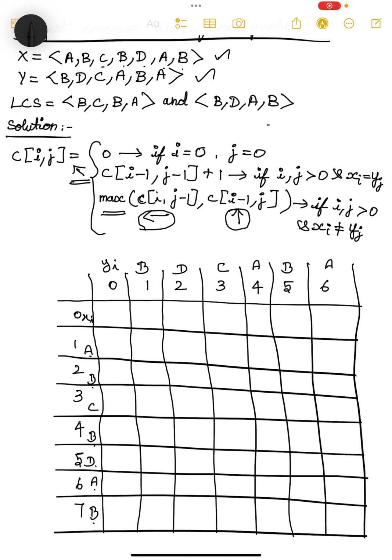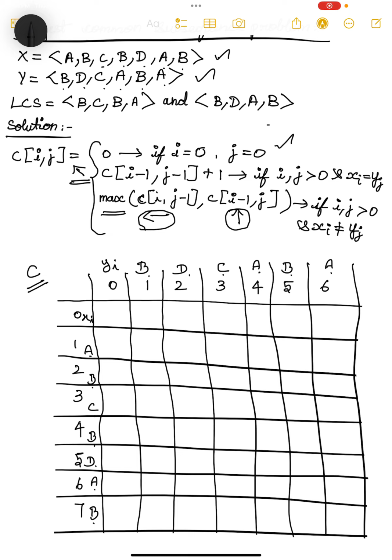Y contains the following elements B, D, C, A, B and A. These elements are written column wise: B, D, C, A, B and A. Here is the table structure we need. Now, this is the initial condition: if i is equal to 0 or j is equal to 0, then C of i comma j is equal to 0. This is the table called C.